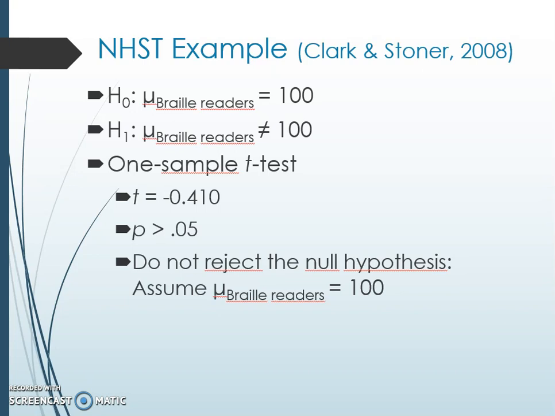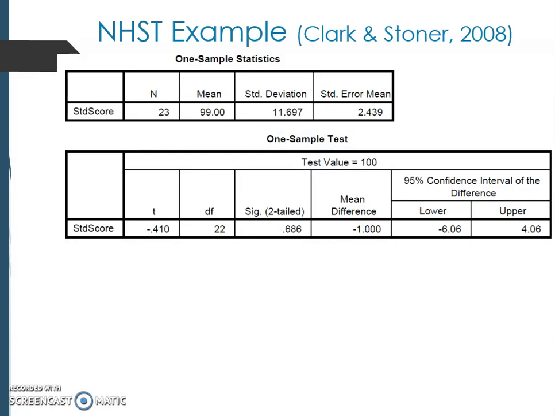So what I did is I went back and I analyzed the Clark and Stoner data using SPSS. And so here's the output of the one sample t-test from SPSS using the data from Clark and Stoner. That was nice of them to actually publish that, because a lot of times people don't actually put the data in there. So this made it kind of nice. So you can see that there is a lot of information here.